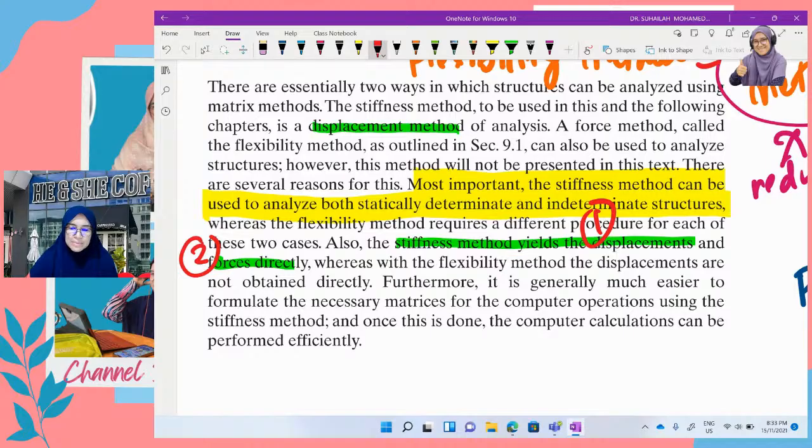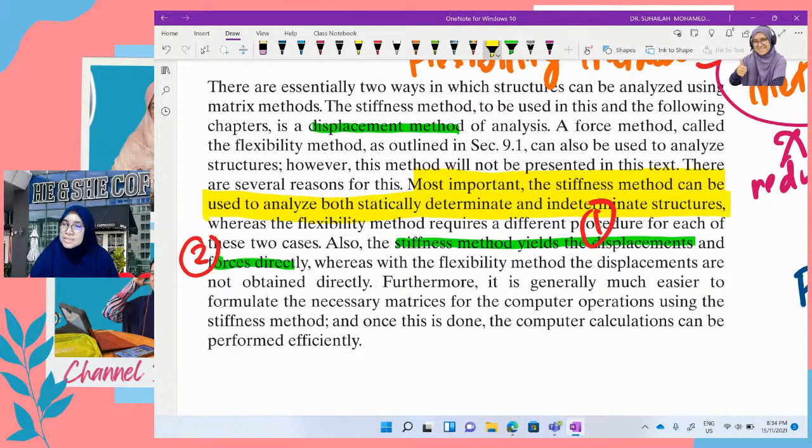Whereas in the flexibility method, the displacements are not obtained directly. Furthermore, it is generally much easier to formulate the necessary matrices for the computer operation using stiffness method. In structural engineering, to analyze huge structures where we have thousands of elements and nodes, we have to use computer software.